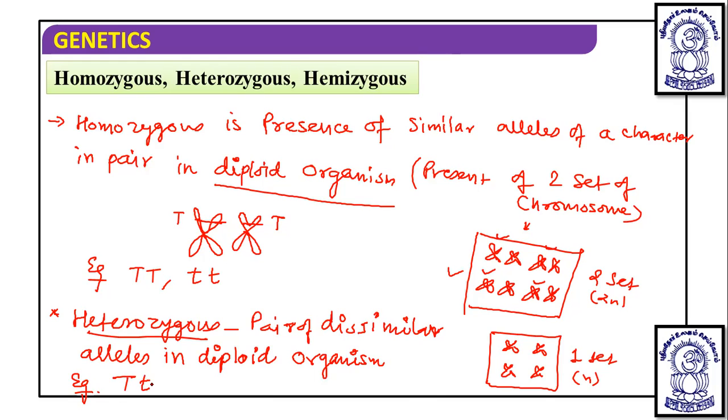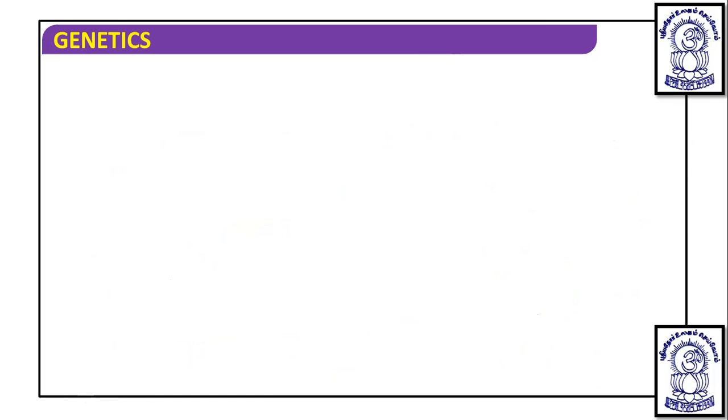Another term remaining is the hemizygous condition. So if we write hemizygous condition, then what is this that we have to discuss?